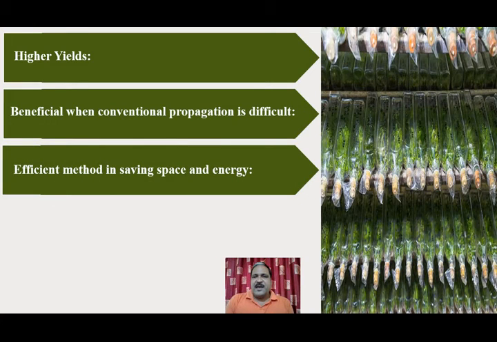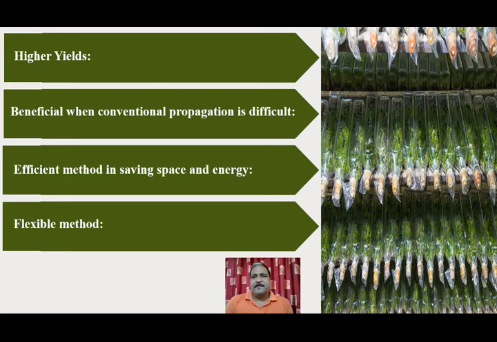The next is the efficient method in saving space and energy. Now, through tissue culture, you can produce a large number of plants in a small area. For example, in a conventional method, the plants are grown in open form requiring an area of about 25,000 square meters. The same number of plants would require only 10 square meters of space if they are grown in a tissue culture laboratory. Thus, tissue culture helps in saving space and energy.